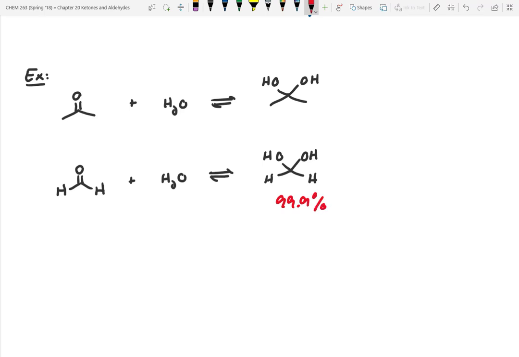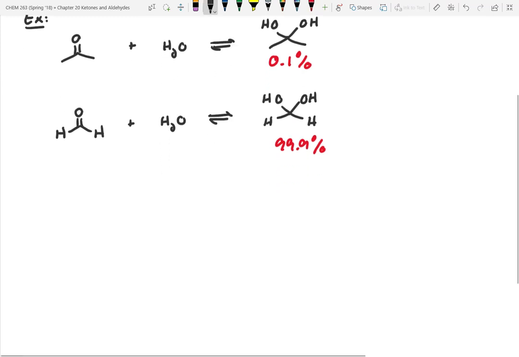Formaldehyde is actually very, very hard to isolate. Usually it's sold as a hydrate, and that's what they use, or they sell it as paraformaldehyde. So that's present at about 99.9%, where the ketone, on the other hand, only gives you about 0.1%. That's a good example of showing how much more reactive aldehydes are than ketones. Aldehydes are very susceptible to hydrate formation. Ketones, for the most part, aren't.